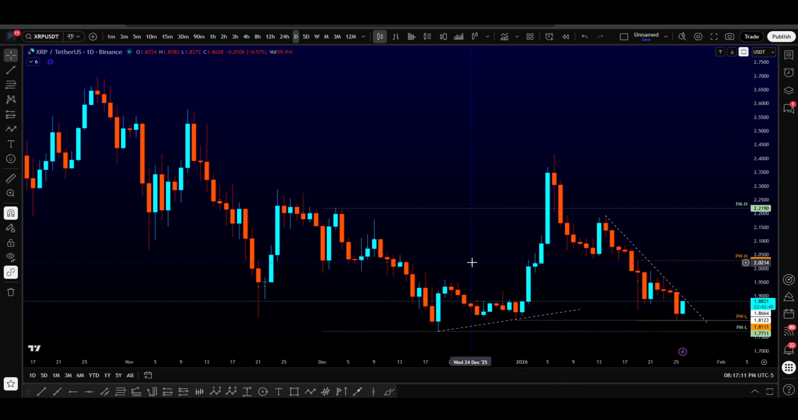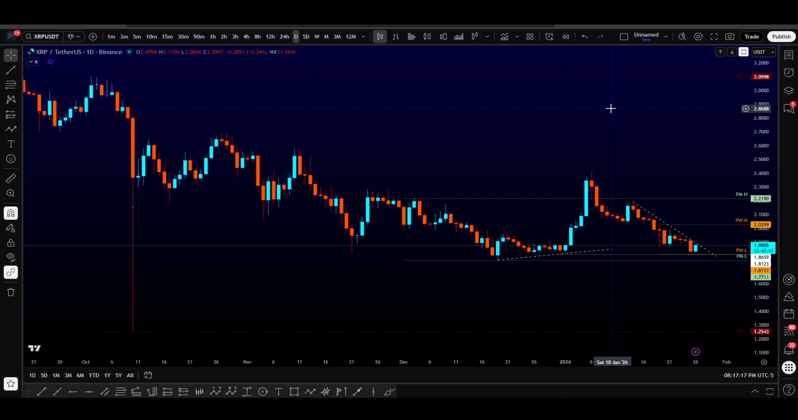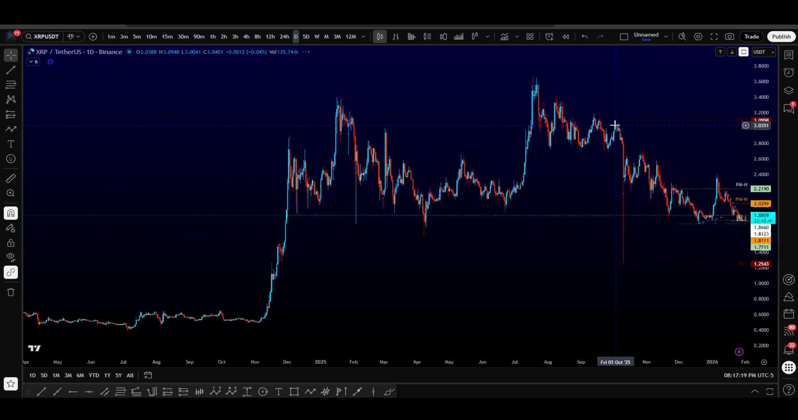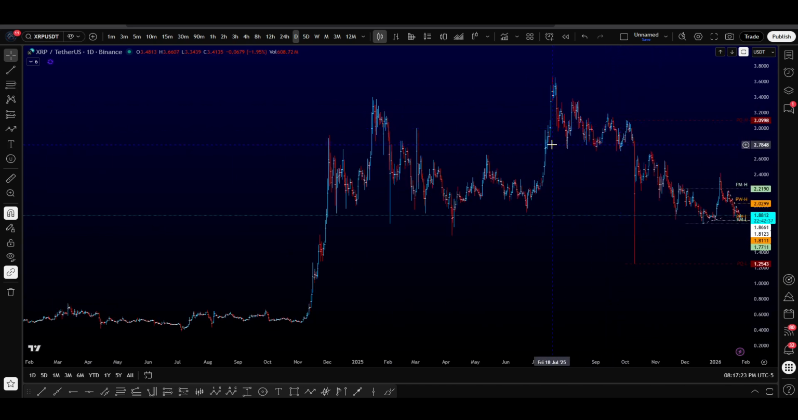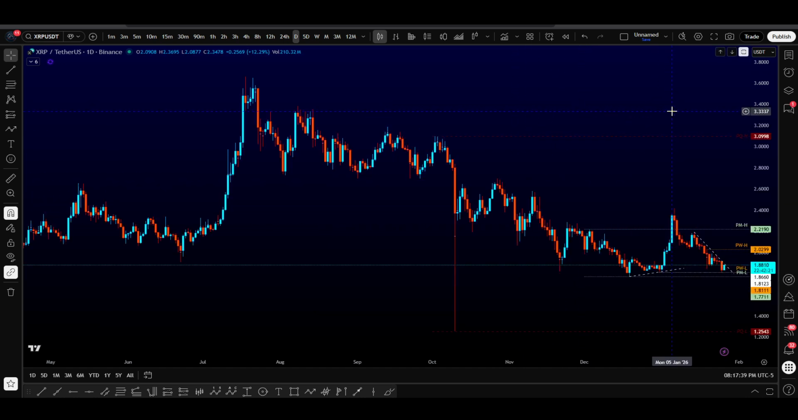Now, to be honest, I do believe that we are in a bear market when it comes to crypto. A lot of people don't realize bear markets even exist until it's pretty much too late. But just to zoom out, XRP hasn't been bullish since July 2025, right? So about 7 months. It's a long time to be in a downtrend, right? It's probably the longest it's been in a downtrend since the Bitcoin halving, right? So keep that in mind.